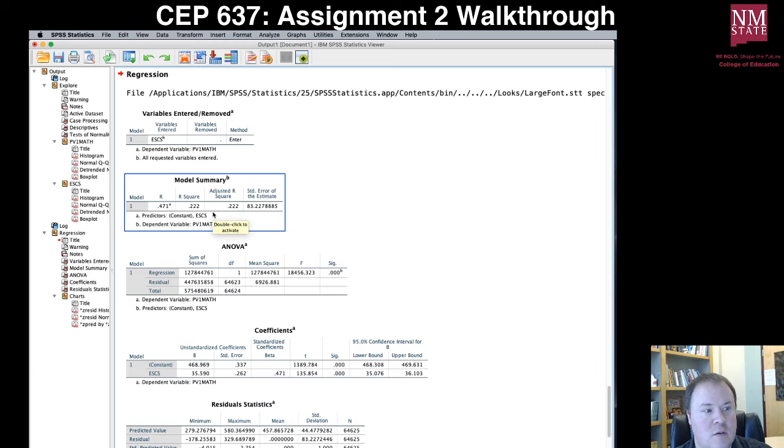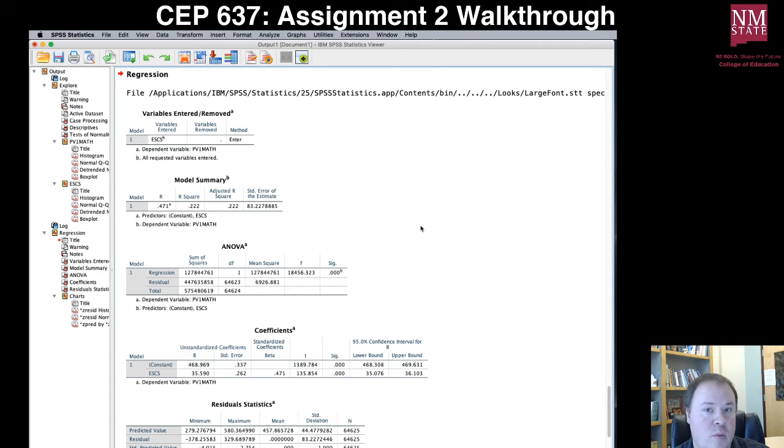All right, the model summary tells us that R is 0.471. Since SES is the only thing in the model, this value is the correlation between SES and math scores. This is a moderate value. R squared tells us the accuracy of this model.